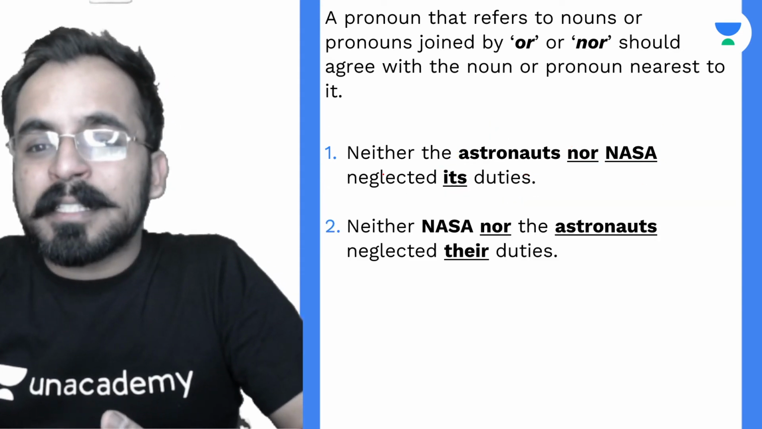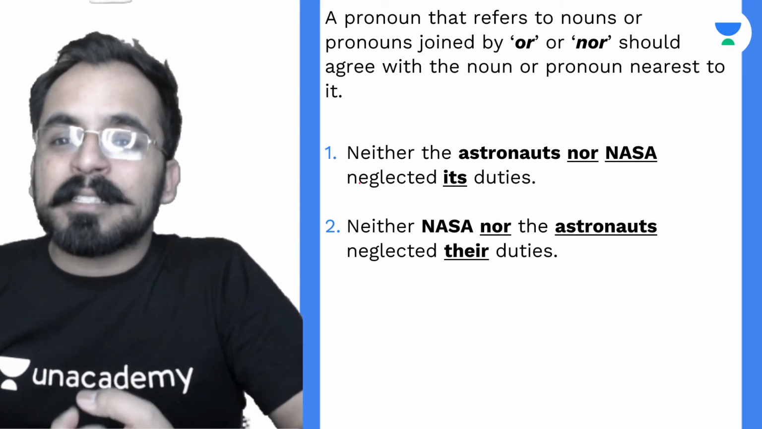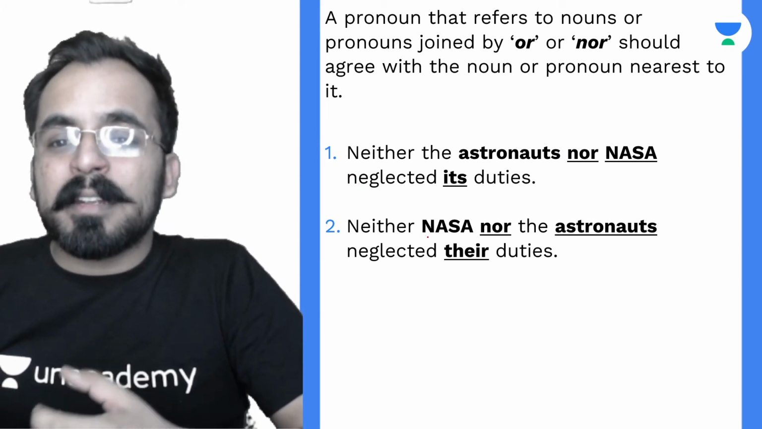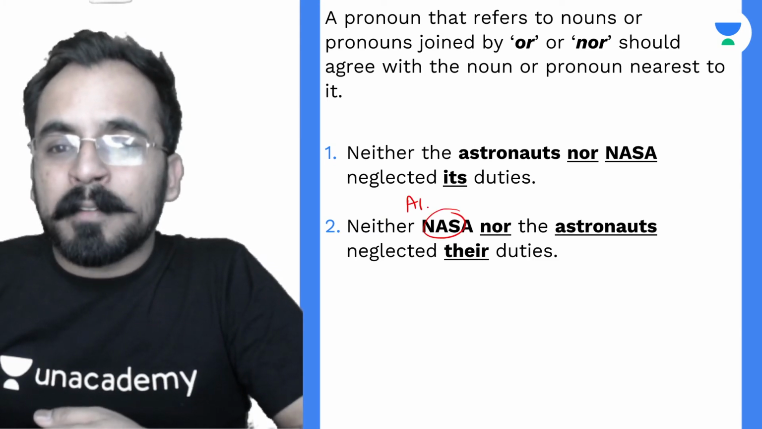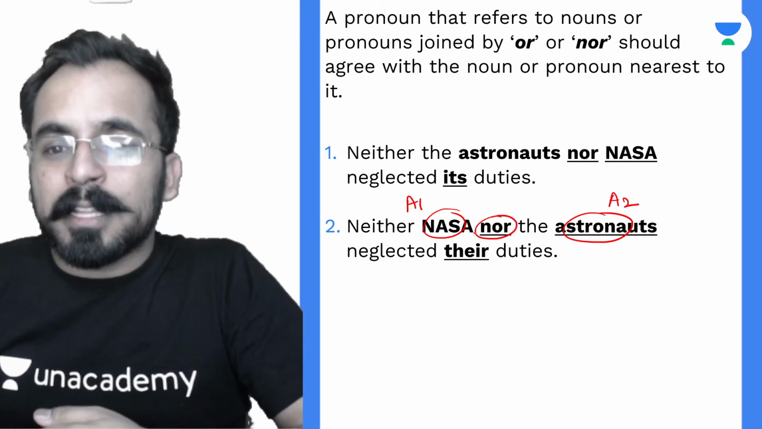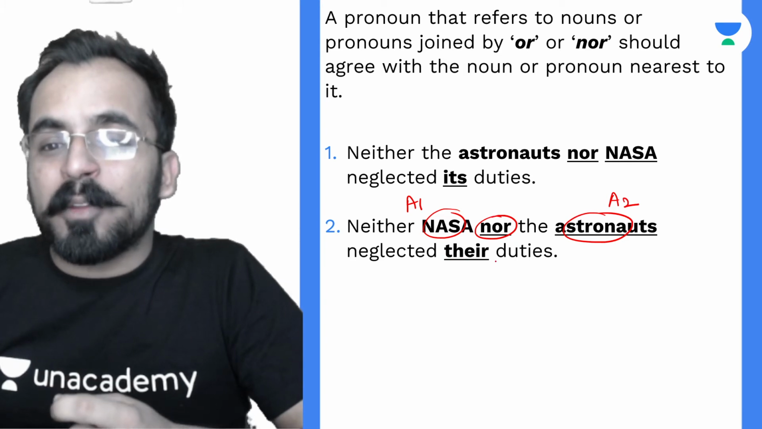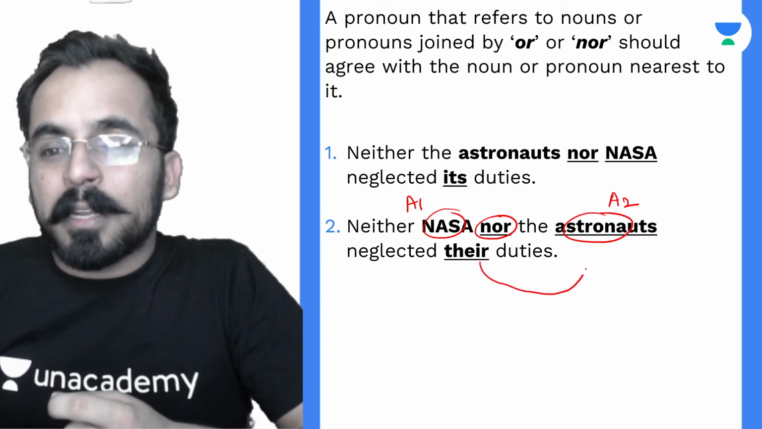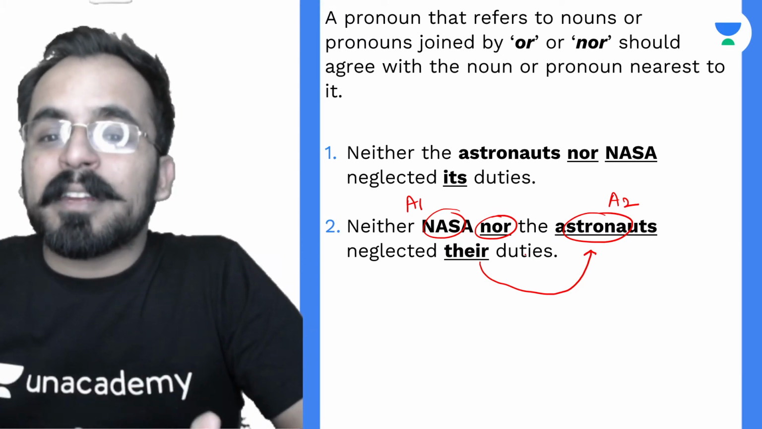Let us consider the second case. For example, if I mold this sentence in this manner: neither NASA nor the astronauts. NASA is antecedent 1, astronauts is antecedent 2, joined together by "nor." So in this case, why have I written "their duties"? Because the pronoun has to agree with the antecedent which is nearest to it.